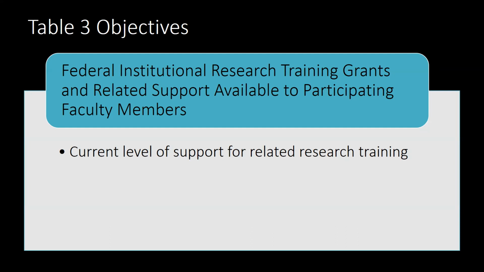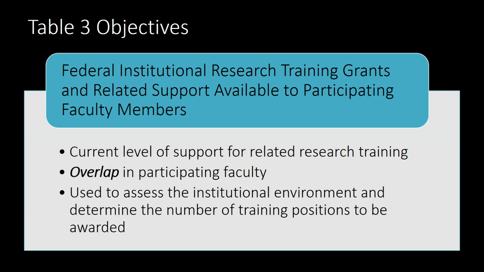Anyway, this is something that the NIH likes to look at. Like I said, they want to assess the institutional environment, like what's the training environment. And then they determine how many training positions are to be awarded. You're going to propose a certain amount, you want 10 slots or 5 slots or whatever, but they will decide based on this table 3 how many will actually be awarded.